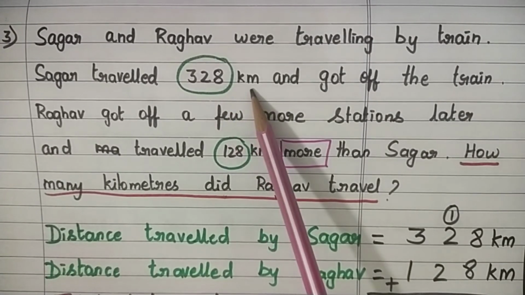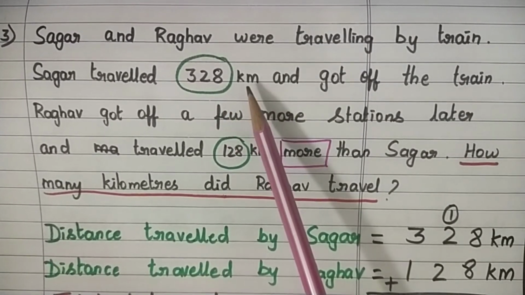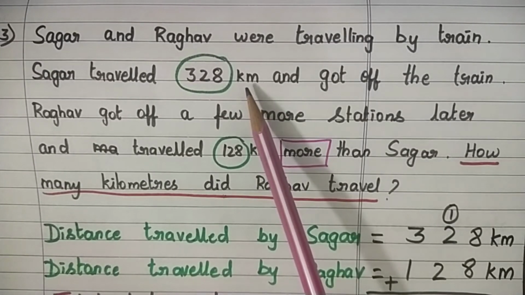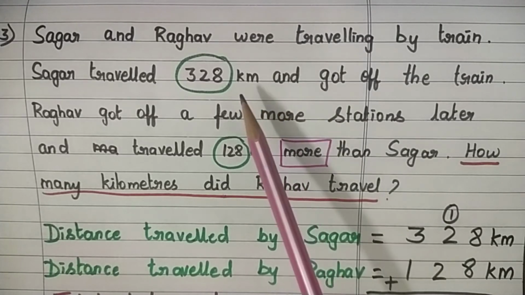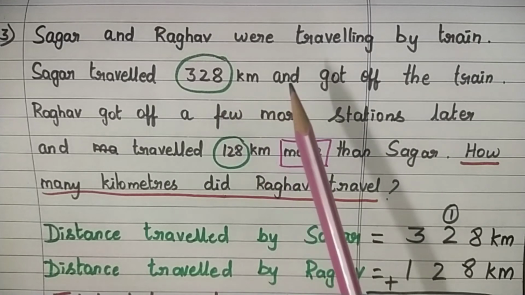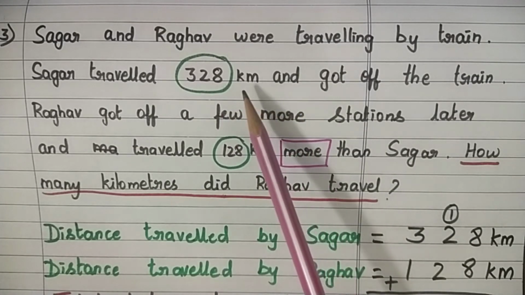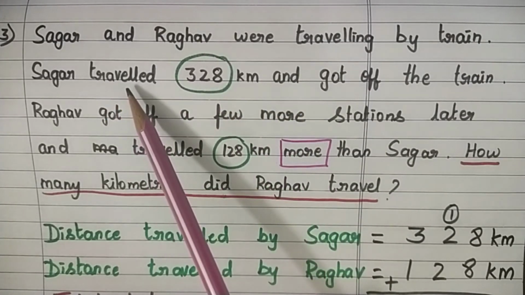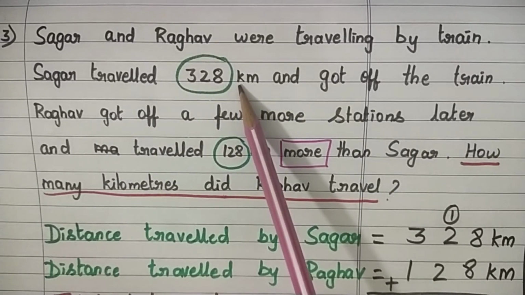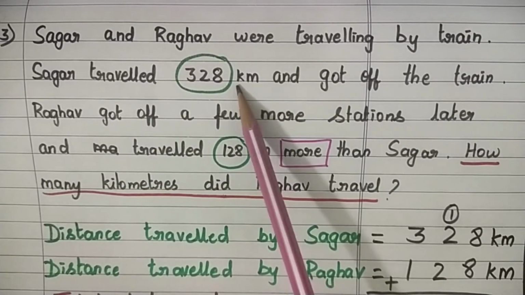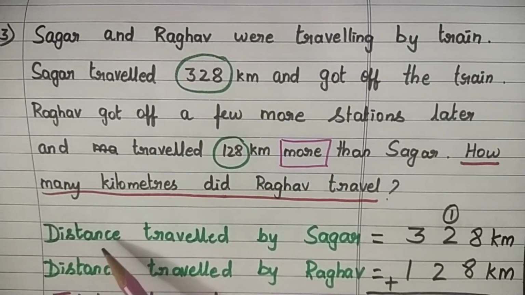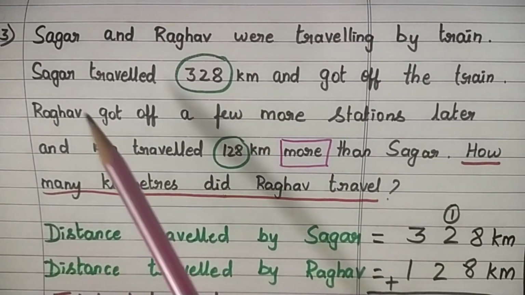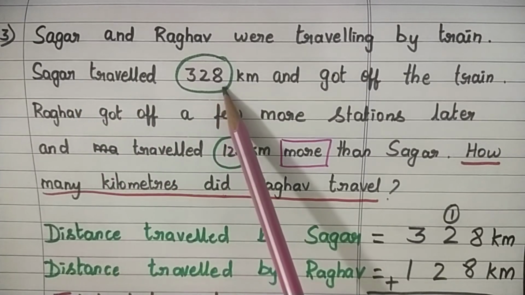It's a kilometer. Kilometer means it's a distance. For example, if you are traveling from Chennai to Delhi, you will call it the distance traveled from Chennai to Delhi. In the same way, for traveling you have to use a word. Distance is measured in kilometers. If it is a kilometer, the word you have to use in the statement is distance. So, Sagar traveled 328 kilometers.